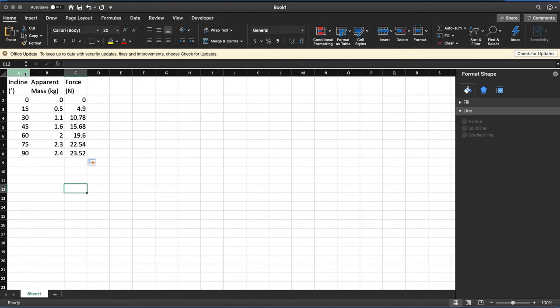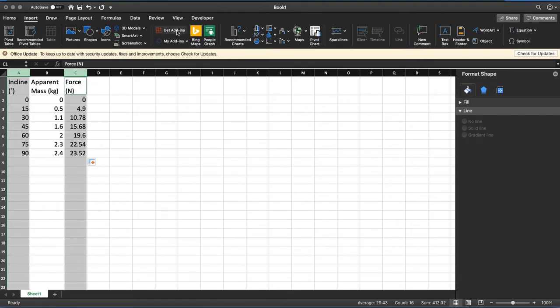Now that analysis is easiest with a graph. So I'm going to select column A, then column C, and insert a scatter graph.